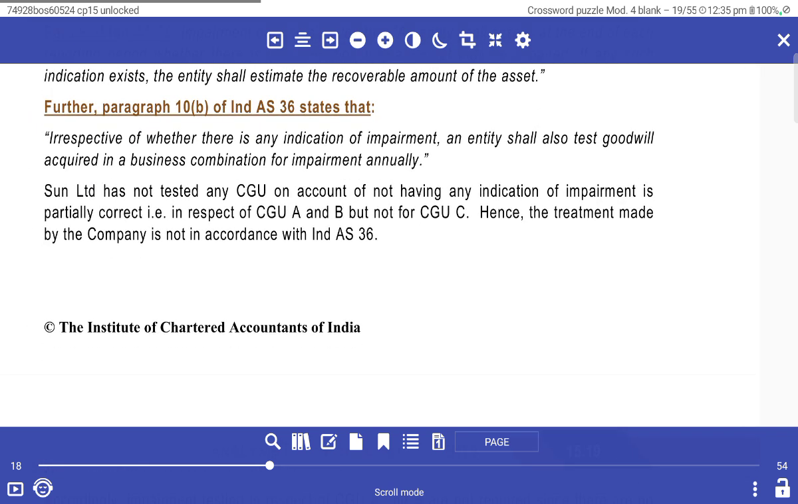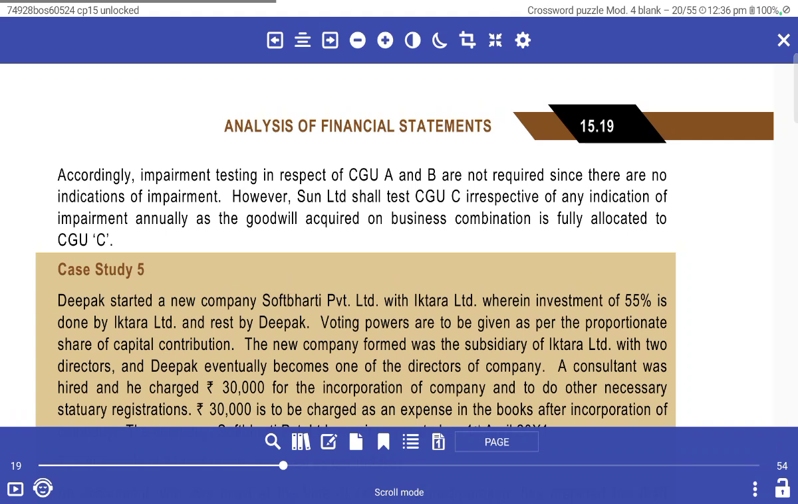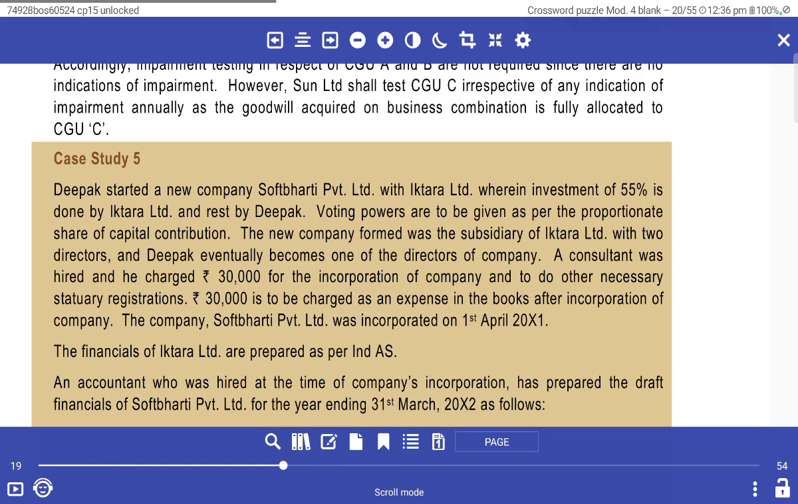Sun Limited has not tested the CGUs on the assumption that there is no indication of impairment. This is partially correct in respect of CGU A and B, but not CGU C. Hence, the treatment made by the company is not in accordance with NDAs 36 Impairment of Assets. Impairment testing in respect of CGU A and B is not required since there is no indication of impairment. Sun Limited shall test CGU C irrespective of any indication of impairment annually, as the goodwill acquired on the business combination was fully allocated to CGU C.